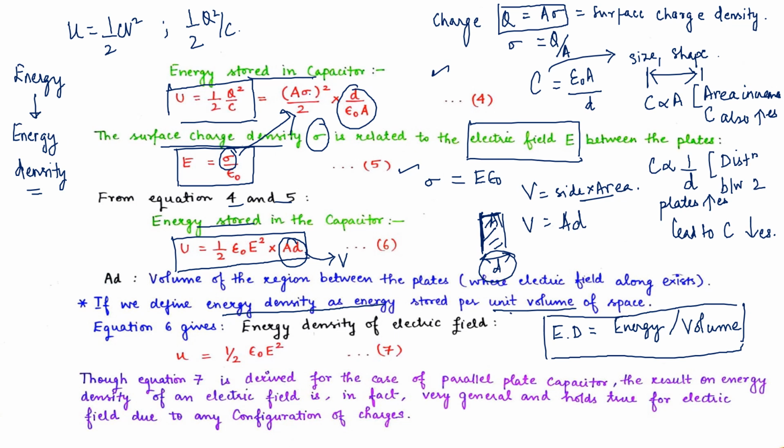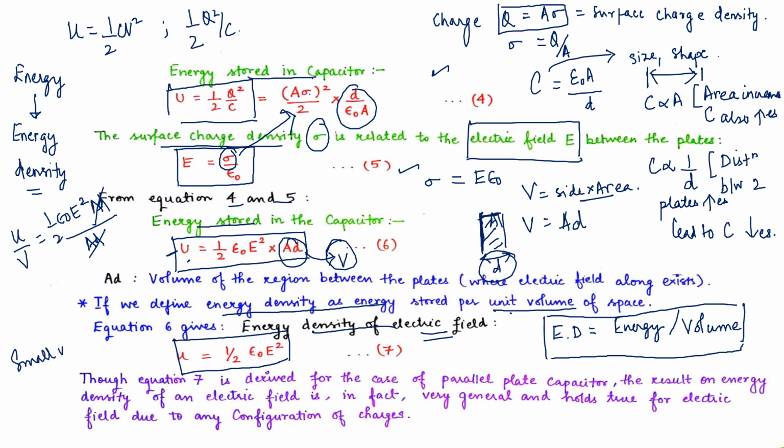So equation 6 gives the energy density of the electric field. This is volume. So energy U upon V will be half epsilon naught E square into A D, divided by A D. A D will cancel out. We are left only with half epsilon naught E square. So that is energy density. Energy density is denoted by small u.